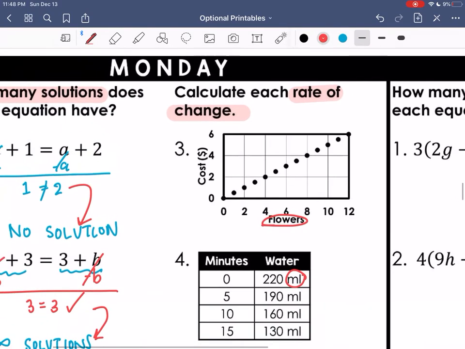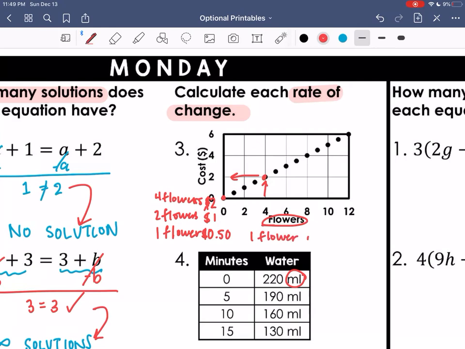On number 3, we're looking for the rate of change. So I noticed that when I buy 0 flowers, that costs me $0. And when I buy 4 flowers, that costs me $2. So if 4 flowers cost me $2, then 2 flowers should be half that price, which would be $1, and then 1 flower by itself should be half the price of 2 flowers, so that would be 50 cents. So 1 flower is 50 cents. That would be our rate of change.